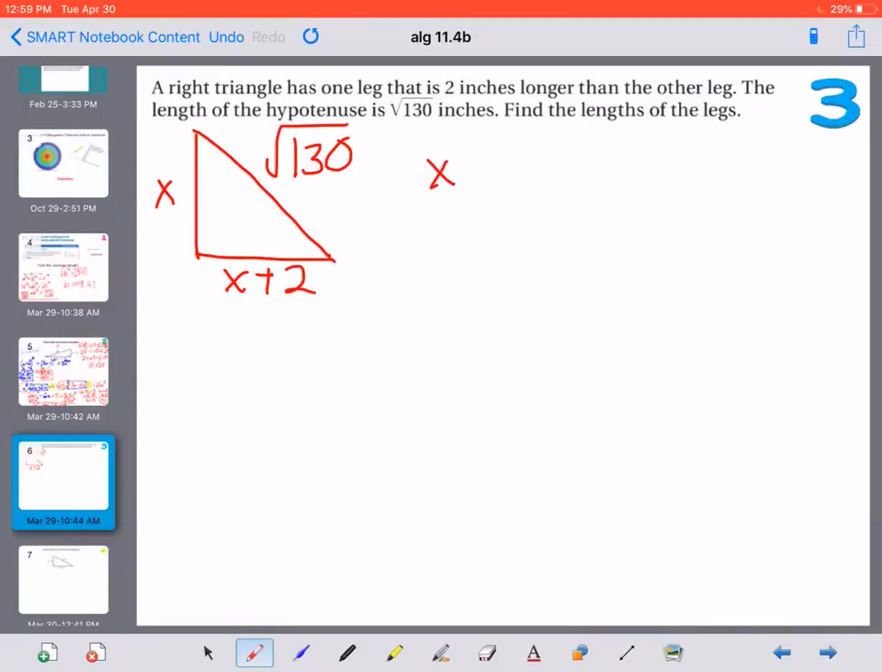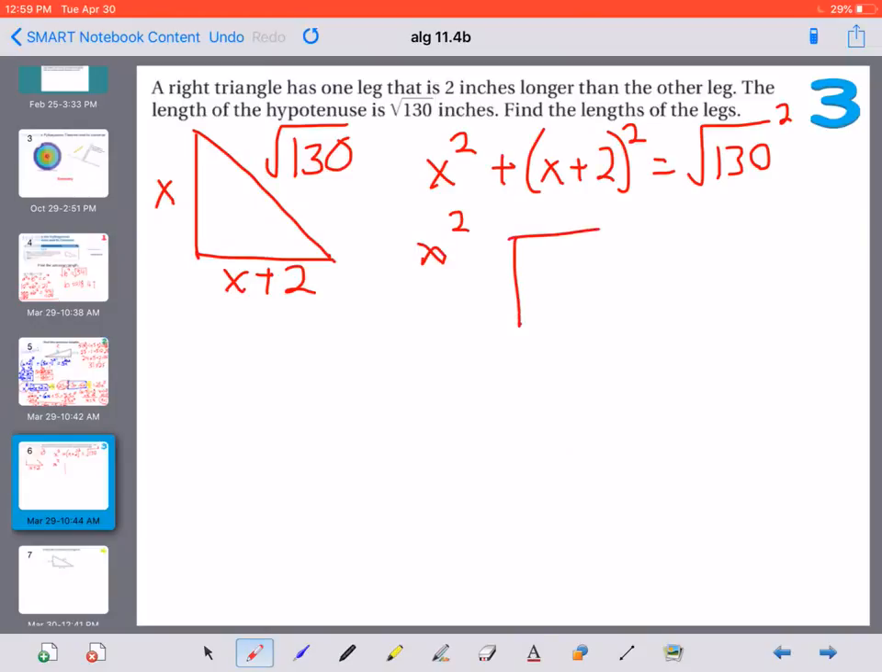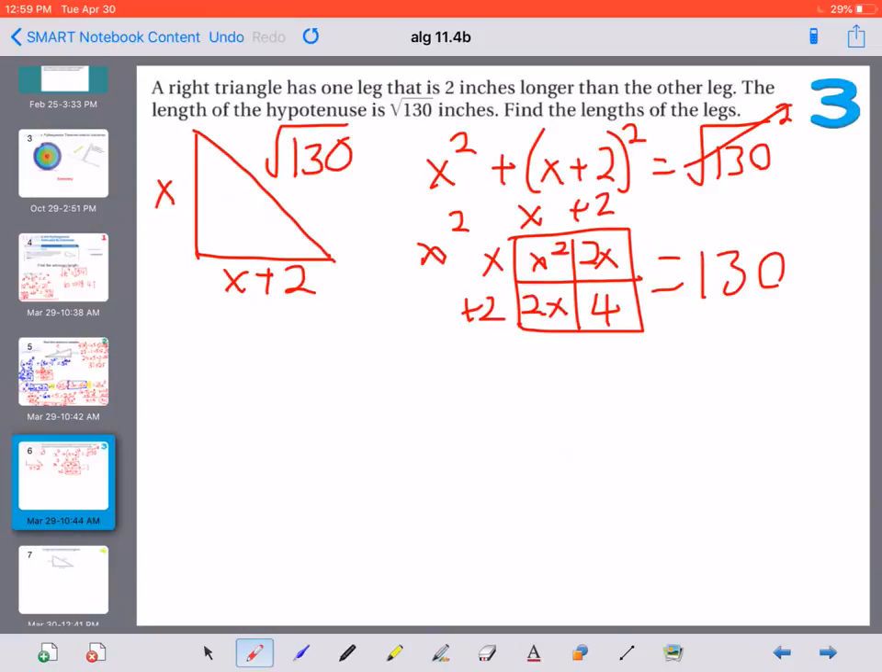So what we would have would be x squared plus x plus 2 squared equals the square root of 130 squared. Now x squared, well, that's just x squared. X plus 2 squared, I have to make our box. So x plus 2, x plus 2. X times x is x squared. X times 2 is 2x. X times 2 is also 2x. 2 times 2 is 4. And the square root of 130 squared is just 130.